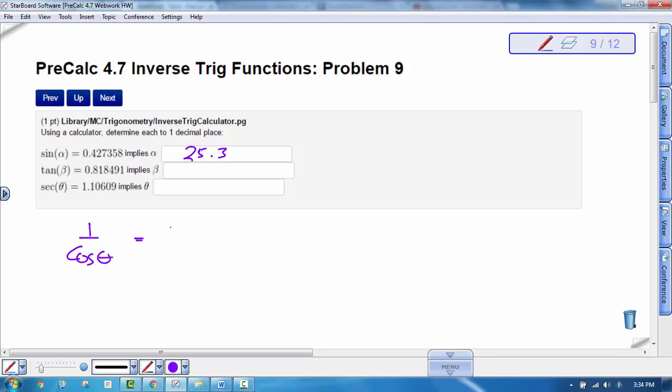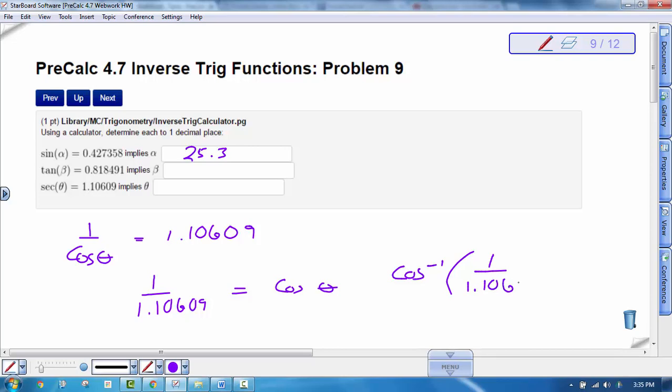theta equals this 1.10609. And if we then cross multiply, we get 1 over this 1.10609 equals our cosine, and then do inverse cosine. So we want inverse cosine of this fraction right here. And that will work to give you about 25.3, and that works fine.